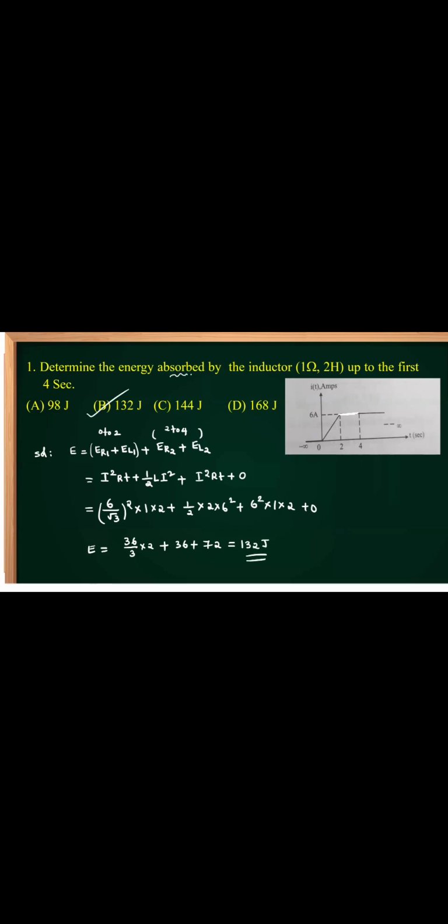Because energy absorbed means you have to take both the resistor and inductor. But again, you may have the doubt, sir, here it is asking energy absorbed by the inductor, but why do you take the resistor also? Energy absorbed by the inductor means the inductor is having some resistance. Resistance is part of the inductor. That is the reason. Okay.